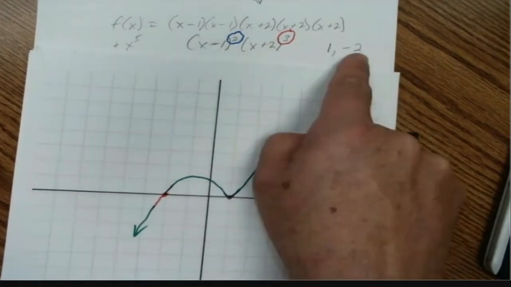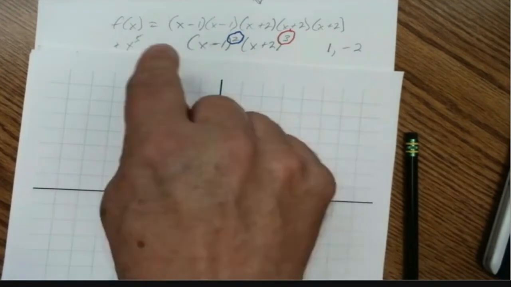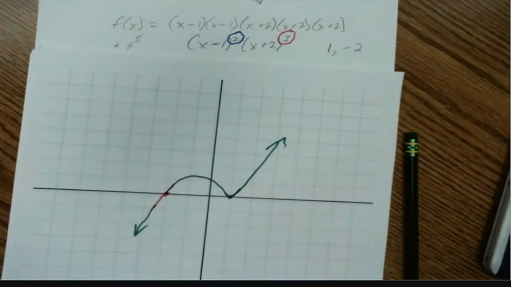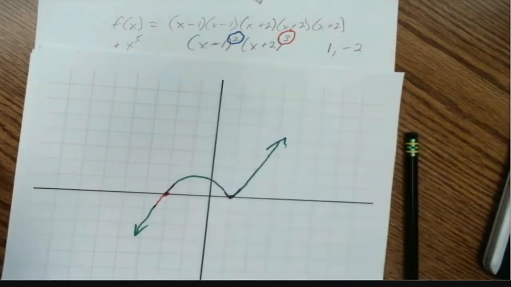Since there's an odd number of these, it's going to cross the x-axis. So that allows us to quickly create a sketch of an x to the 5th equation by knowing its factors when we factor it down to something like that.